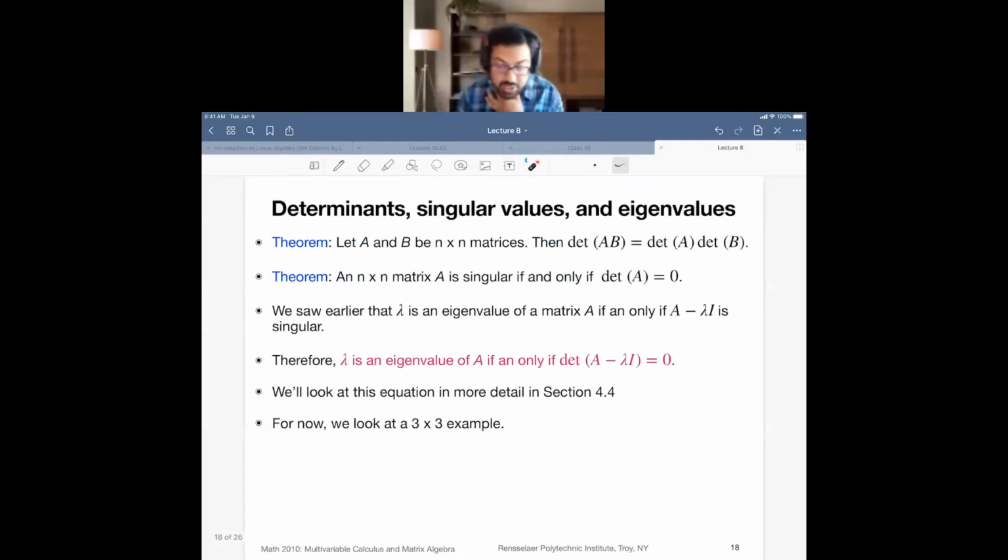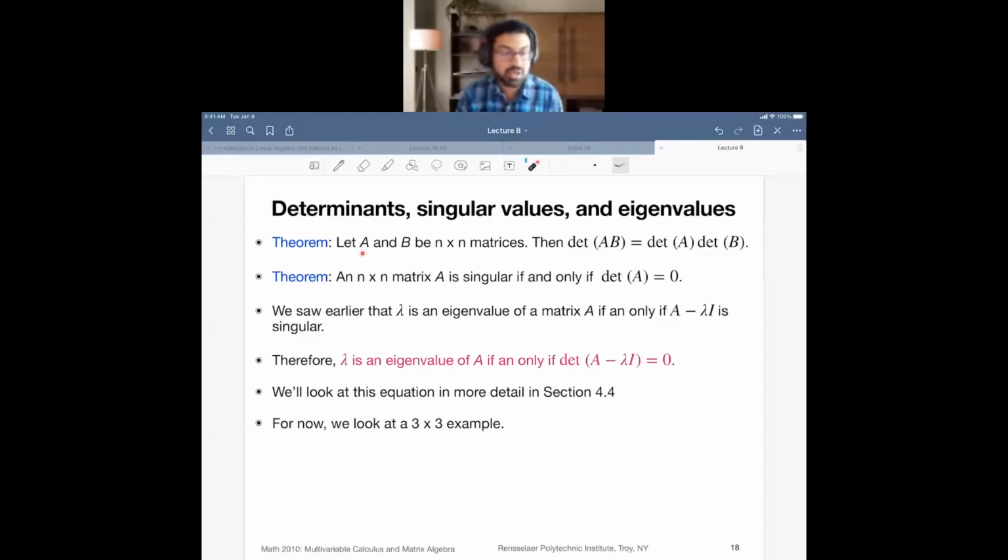Next, let us try to see relationships between determinant, singular values, and eigenvalues. We have a couple of theorems to state. A and B are two matrices of the same size. They are both square matrices, n by n. Then the determinant of the product of the matrices A and B is the same as the determinant of A multiplied by the determinant of B. Just be careful, you cannot do this for addition. For example, the determinant of A plus B is not the determinant of A plus the determinant of B. That doesn't hold, but you can certainly do this for multiplication.